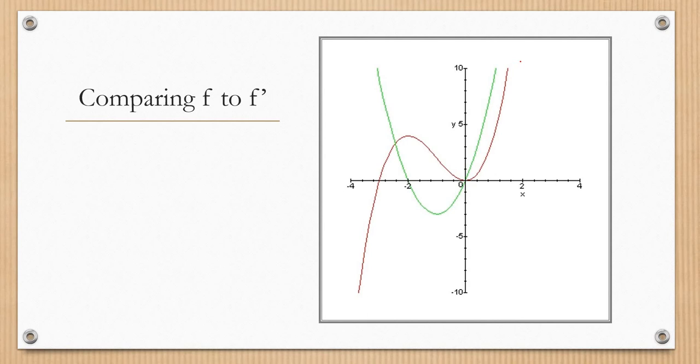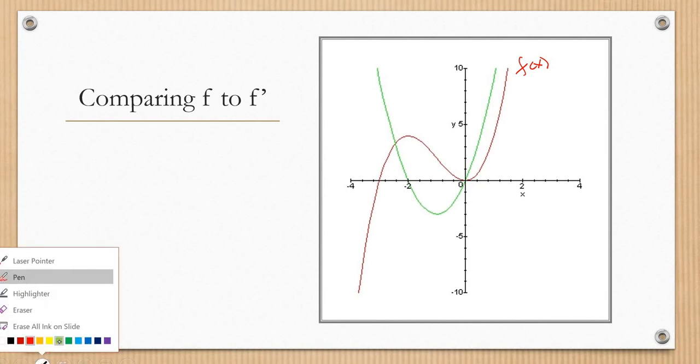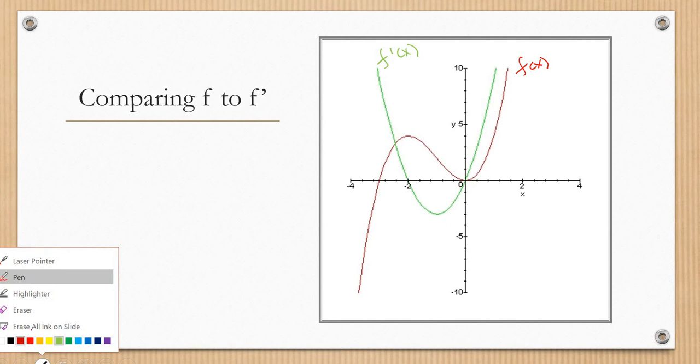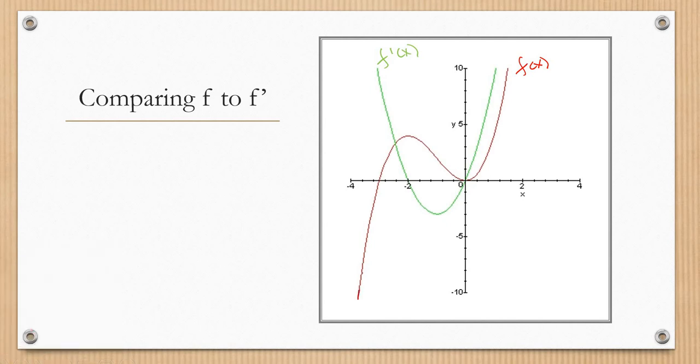So in this graph, f of x is the red, and f prime of x is the green. So let's look at the red graph and see what we can tell from this graph. So from here all the way up to -2, my function is increasing.